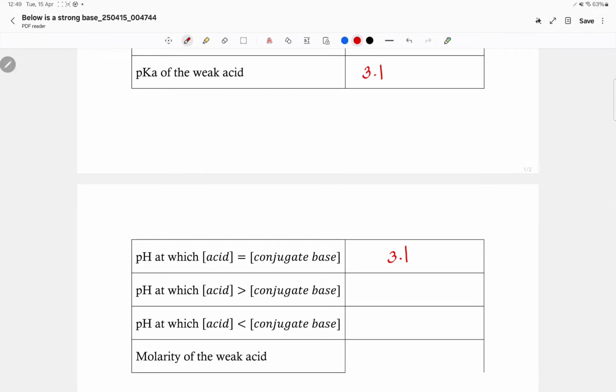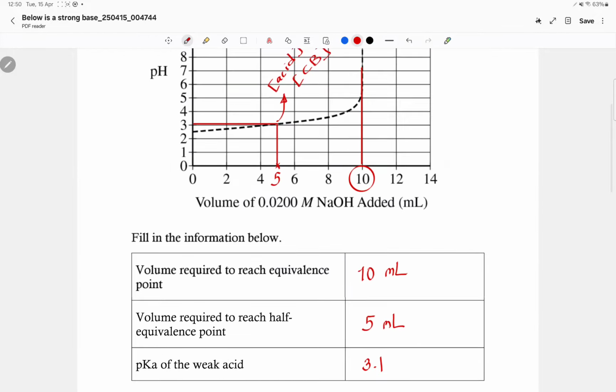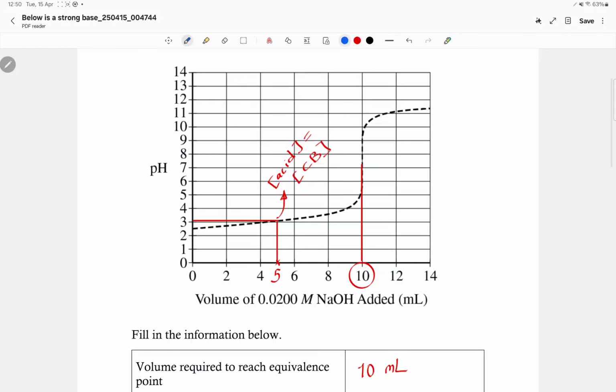The pH at which the acid concentration is more than the concentration of the conjugate base. That would be essentially any point on the curve on the left of the half equivalence point. So something like a 3 will do. Something like a 2.8 will do. Something like a 2.5 will do. So I'm going to write 2.5 to 3.0.